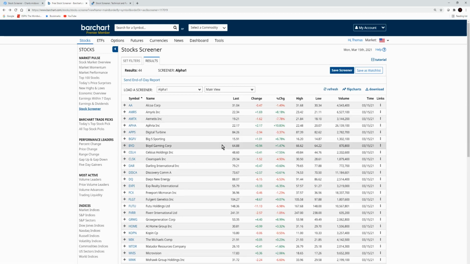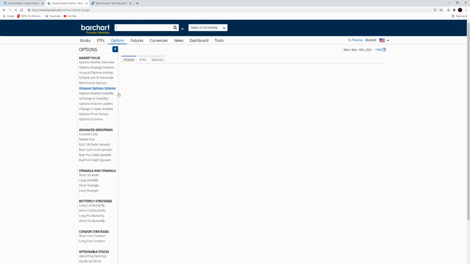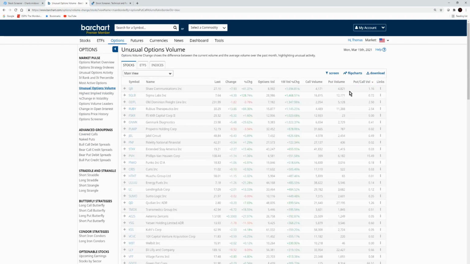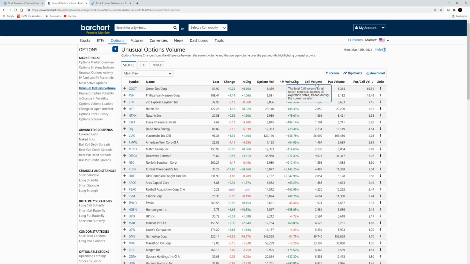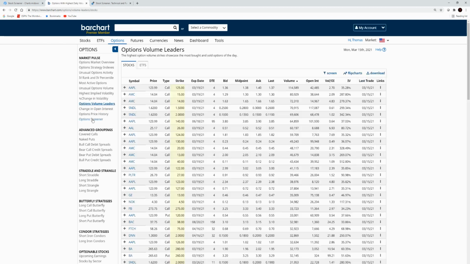So, Barchart has a bunch of other really cool stuff. If you click on options, they have unusual options volume, so you can see things that are kind of out of place. If you want to see the largest call volume, you can scan by that. Apple usually is the winner. You can see the put to call ratios, which is really nice. If you want to see option volume leaders, you can see that. If you want to do an option screener, you can do that. You could do highest implied volatility.